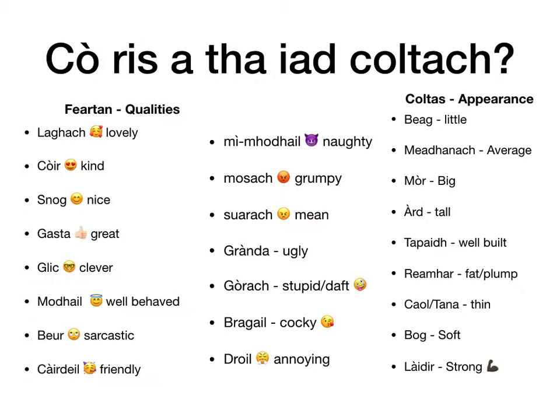You can also look at colus or cultus. Bake. Meanoch. You can also use that as an adjective modifier. Meanoch bake, kind of averagely small, a little small. Moor, big.